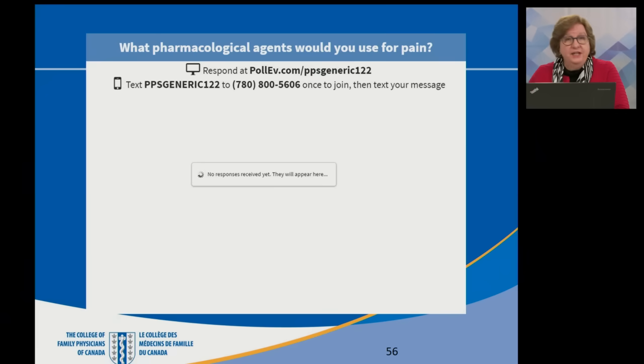What pharmacological agents would you use for her pain? So we brought up the issue about what else besides injection. Let's see what you would like to provide her with. And responses are coming in. An NSAID and PPI? Absolutely. I think that using an NSAID would be appropriate.